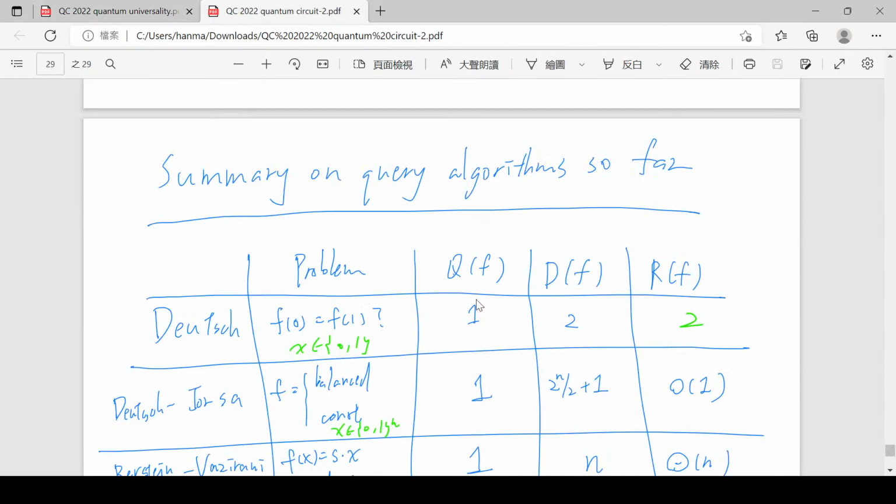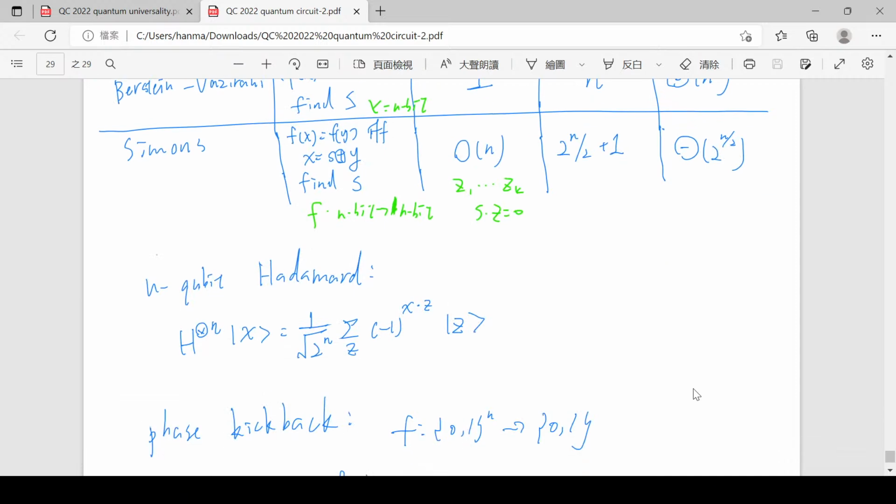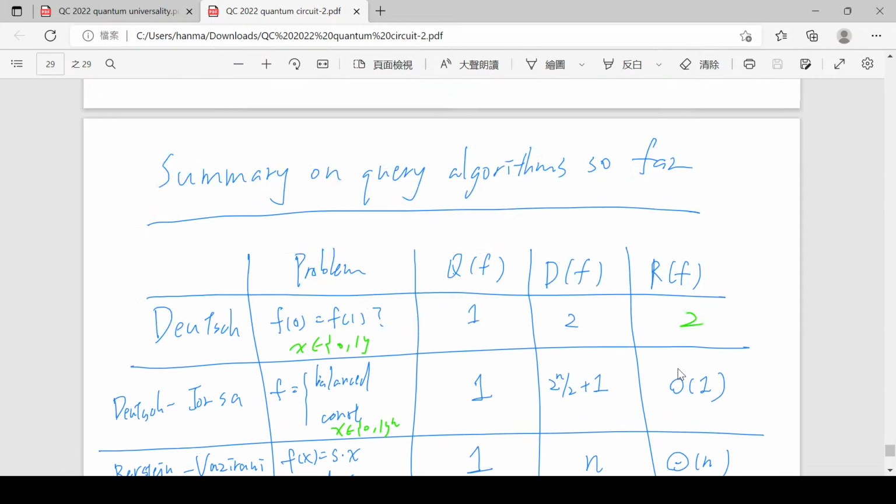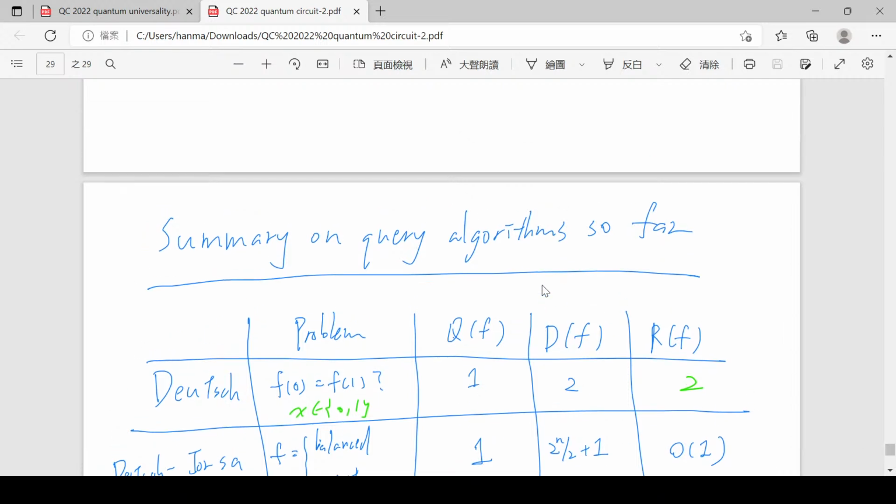But anyway, this is the end of the range for the midterm, and I guess this is the most interesting part of the first half of the class, the quantum algorithms. So any question on this? Let's give a quick summary.